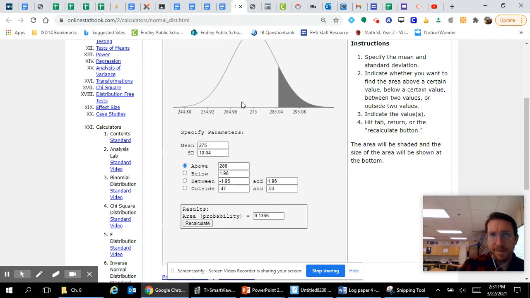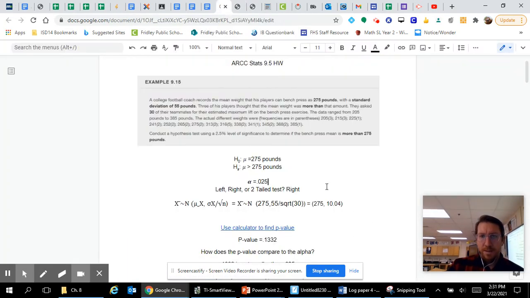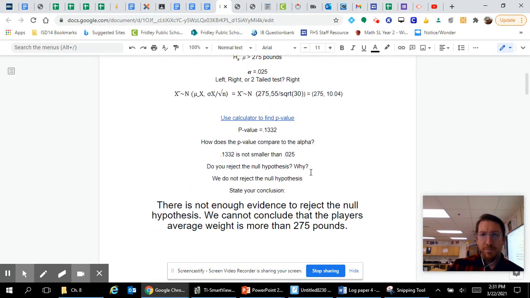We're going to compare that p-value to the alpha. And our alpha is 0.025. The p-value of 0.1332 is not smaller than 0.025. Therefore, we do not reject the null hypothesis. If it was smaller, then there would be enough evidence to reject it.